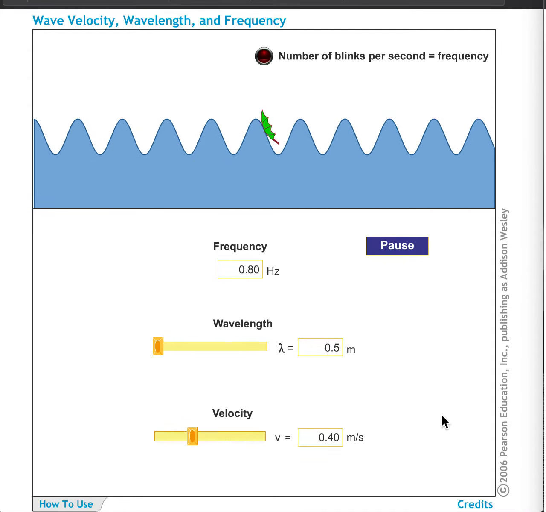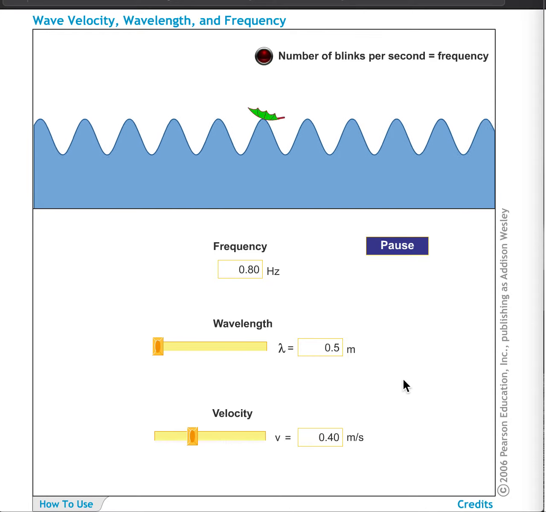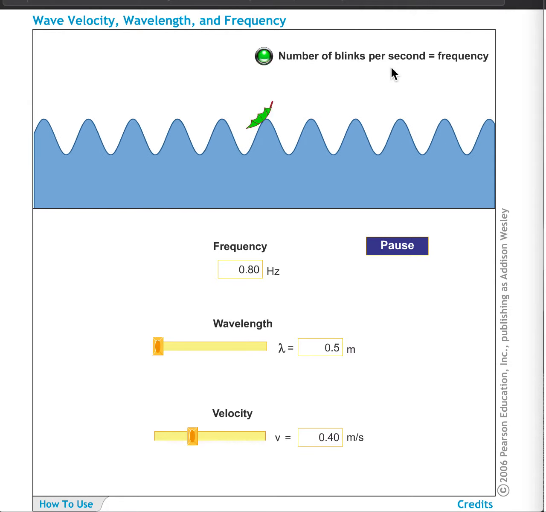In this interactive simulation, we can see the relationship between the velocity of a wave, the wavelength, and the frequency. So the frequency is the number of times an object oscillates up and down per second. And so we have a little blinking light at the top that tells us the number of blinks per second in terms of how this is oscillating.